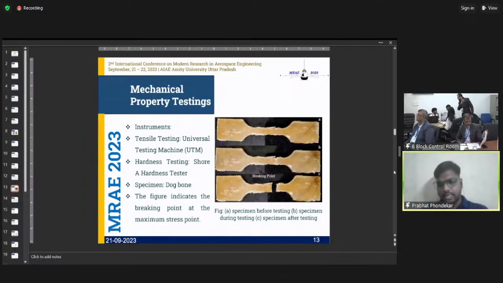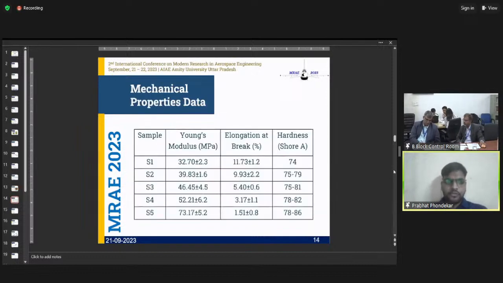Now coming to the next result, the mechanical property testing. I have used the UTM, meaning the Universal Testing Machine, to carry out this tensile testing. And these are the dog bone shaped samples I have used for my testing. The first picture is the standard conventional sample, meaning the specimen. The second one, during testing, you can clearly see the breaking point, and the last one is the picture after testing.